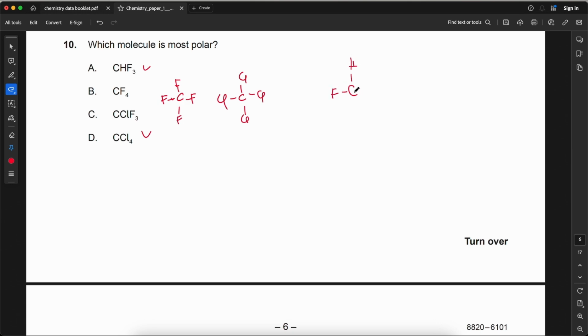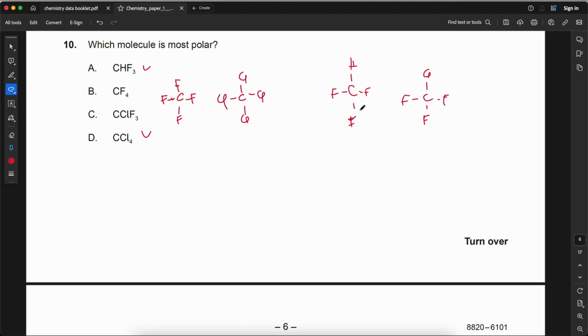CHF3 and then CClF3. Okay, so Cl and F are electronegative, so the electrons will be pulled towards them.